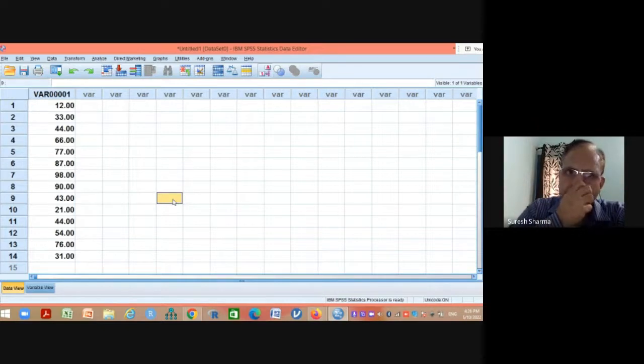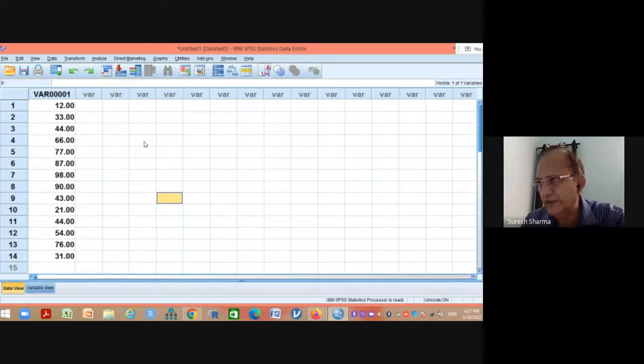Now, by default, SPSS has chosen some name because we have entered the data. SPSS did not know whether it is a score or age or height. So by default, it has taken some name. What was the name taken? VAR00001. And if the next variable is height, then it will take VAR00002. Next variable is weight, then it will take VAR00003, and so on. It will continue like this.